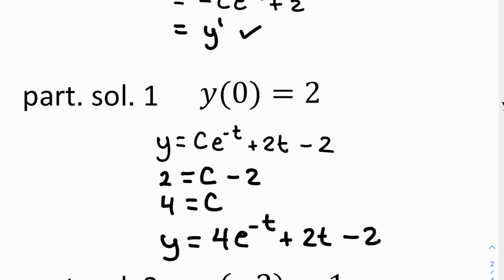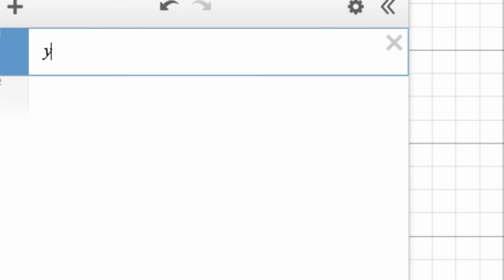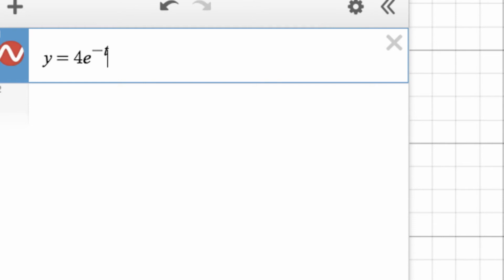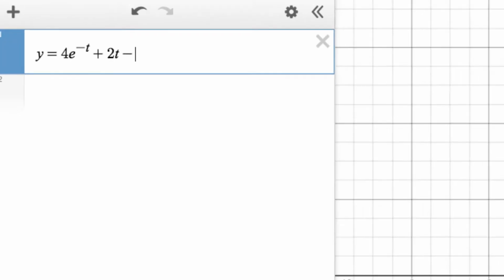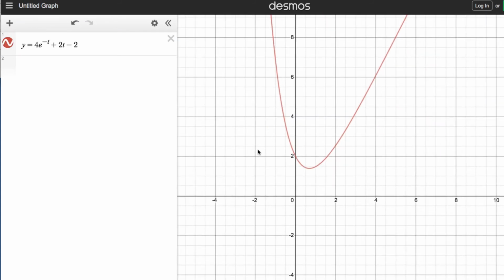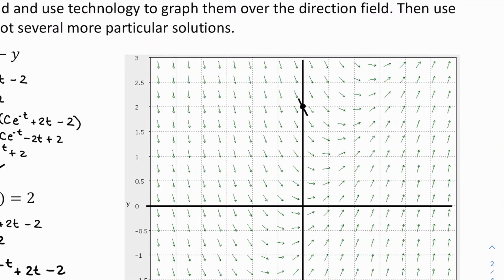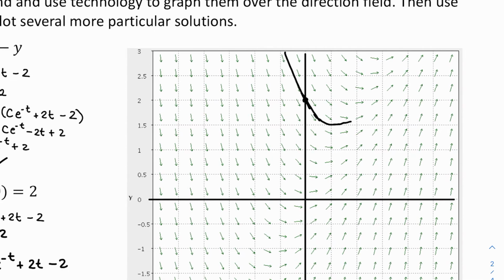Now, it can be graphed multiple ways. I'm going to graph it using Desmos. So typing in y is equal to 4e to the negative t. For Desmos, we'll recognize t or x as an independent variable, so there's some freedom there. Plus 2t minus 2. And this is what that particular function looks like. In our direction field, this doesn't have to be perfect when you're doing this by hand, but this solution follows these arrows, if you will. It does something like this.